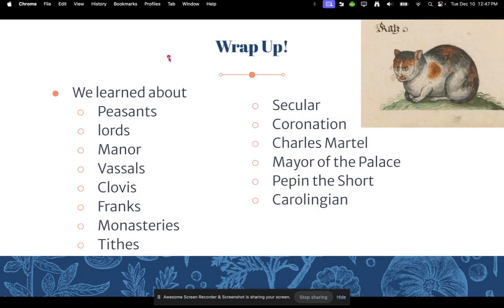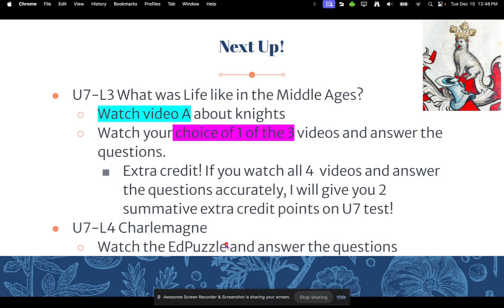So let's wrap this up. Today we talked about peasants, lords, manor, vassals, Clovis, Franks, monasteries, ties, secular coronation, Charles Martel, mayor of the palace, Pepin the Short, and Carolingian dynasty.